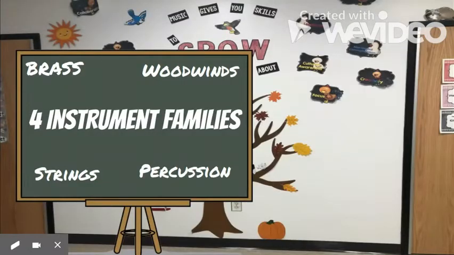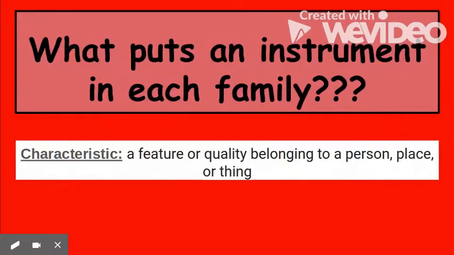Instruments have families too. The four main family names are brass, woodwinds, string, and percussion. So, what puts an instrument in each family? First, let's learn a word. Characteristic. Can you guys all say that with me?